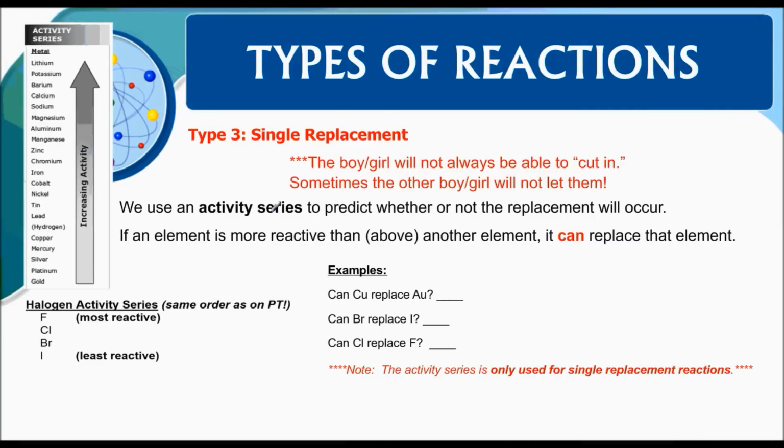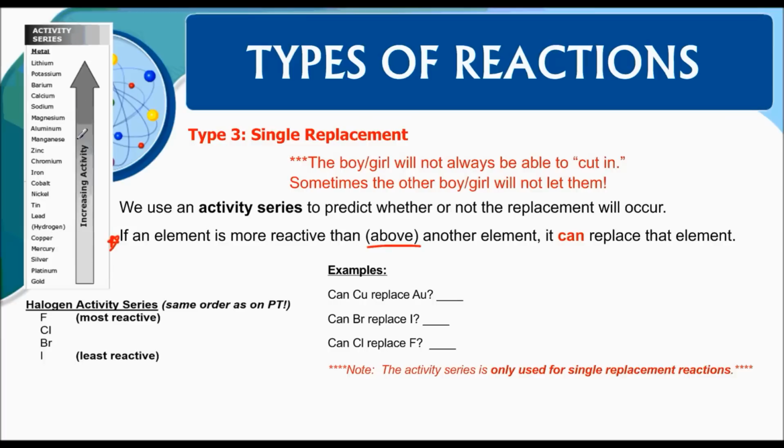So something interesting about single replacement is that it doesn't always occur. Sometimes the answer might be no reaction. Well, why is that? It says here, the boy-girl will not always be able to cut in. Sometimes the other boy or girl will not let them. In a chemistry reaction, we use an activity series to predict whether or not the replacement will occur. If an element is more reactive than another element, it can replace that element. So it actually has to be above it on the activity series in order to replace it.